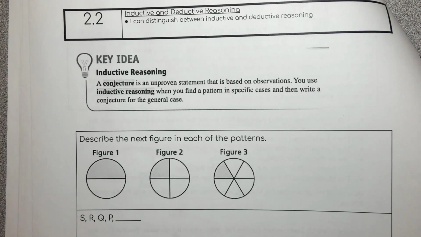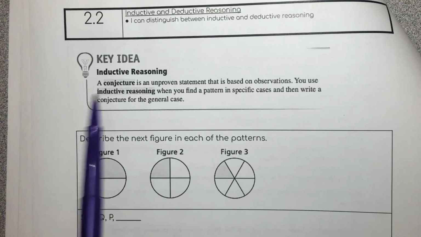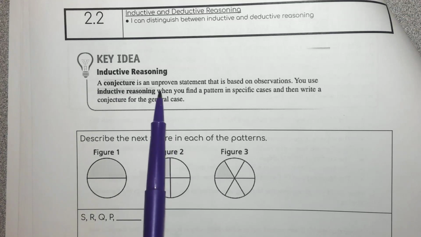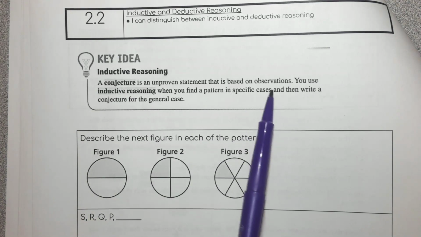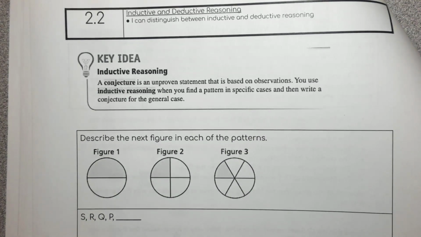All right, so inductive reasoning is a conjecture, an unproven statement that is based on an observation. So it's based on what we can see. There's no facts known about it at all. We're just looking at something and making a guess, which is a conjecture.